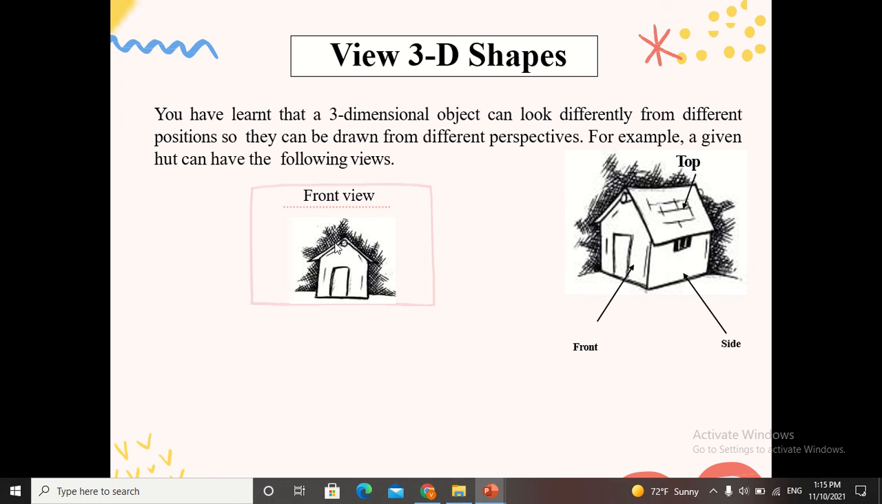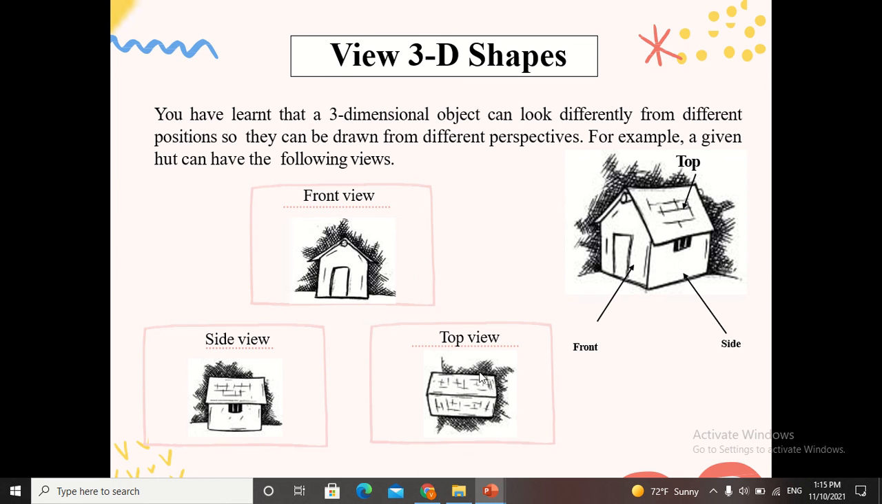We can see the front view of the house. This is the side view of the house. The side view of the house has three rectangles. Side view has a window. Yes, window. And the top view. The top view has two rectangles.